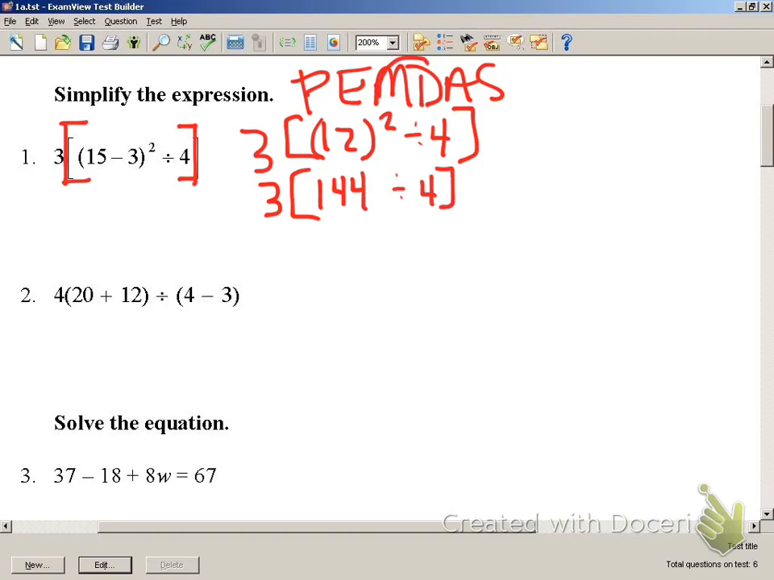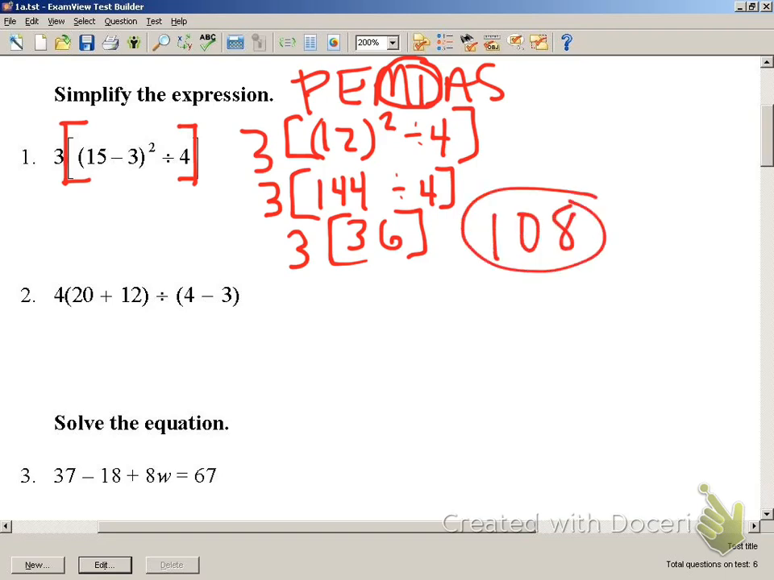Now, with multiplication and division, that is your left to right rule. I don't just go through and work all my multiplication and then work all my division. I work what comes first from left to right. Now, in this case, it's only division. So I say 144 divided by 4. If I have to, I'll put that in the calculator. So what is that? 36. So then I multiply 3 times 36. So my answer is 108.